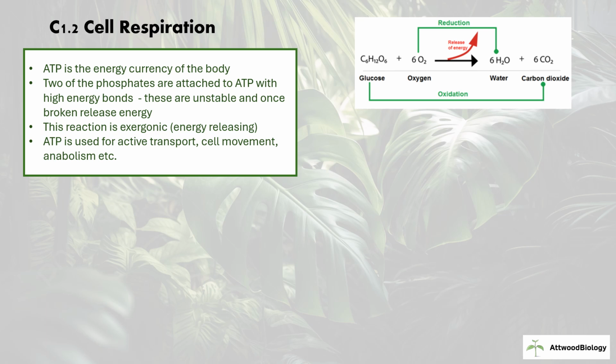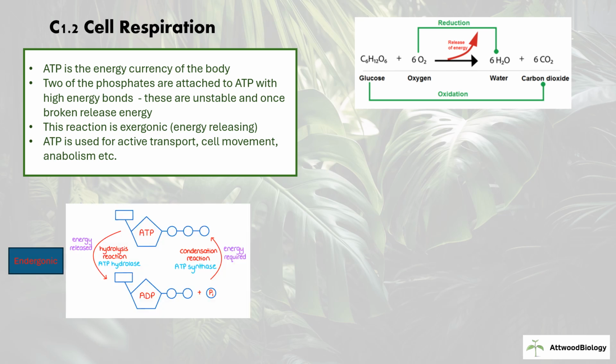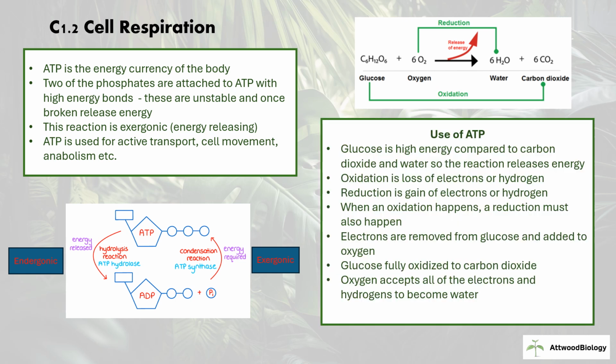This reaction is exergonic, which means that it's energy releasing. You can see here that we've got the phosphate being removed, and this is an exergonic reaction. If we're doing the opposite, then it's endergonic. The ATP can be used for active transport, movement of cells, anabolism, so many things in the body. Okay, uses of ATP.